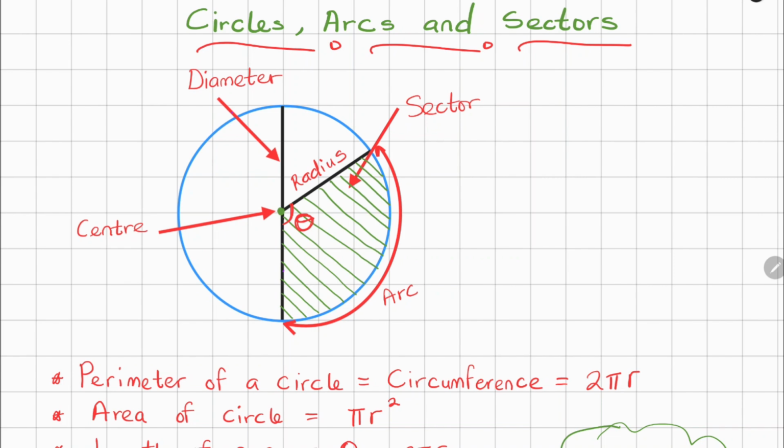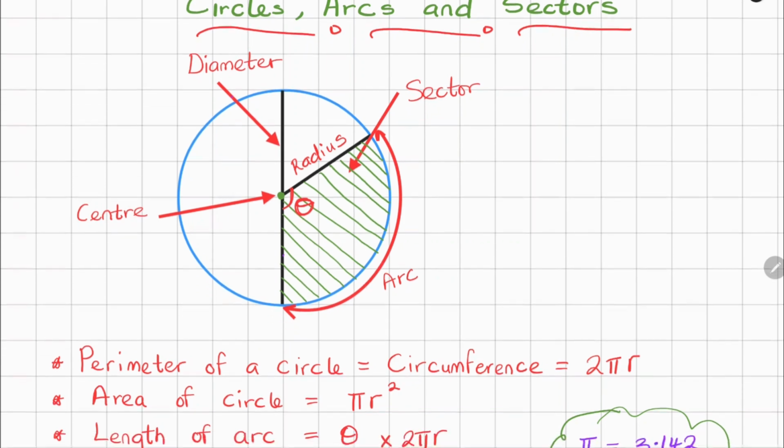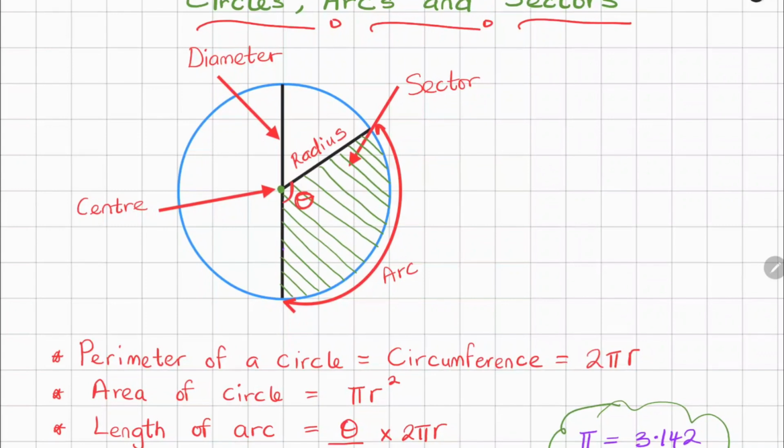Now, there are several things we could be asked to do with our circle. First thing, we could be asked to find the perimeter of the circle. Another name for the perimeter of the circle will be its circumference. The formula for that is 2 pi r. Okay, pi here being the constant. We're going to talk about pi in a bit.